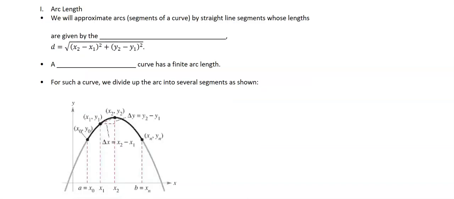To calculate the length of an arc or a segment of a curve, we're going to do this by straight line segments whose lengths are given by the distance formula. And the distance formula is one that you should be familiar with. It is d equals the square root of (x2 minus x1) squared plus (y2 minus y1) squared, where x1, y1 and x2, y2 are ordered pairs, coordinates for two different points.